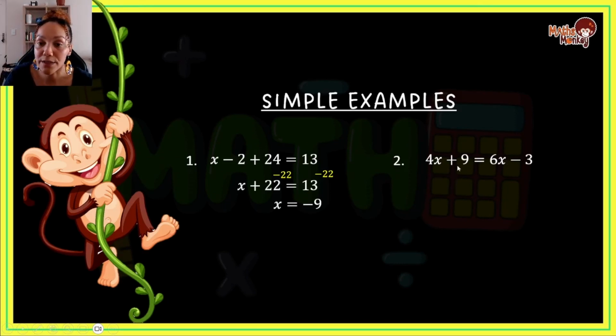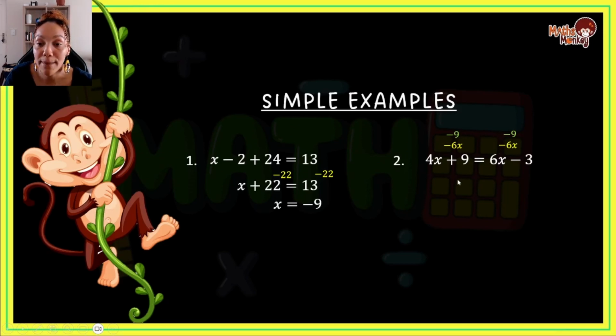So how do I do this? If I want to get rid of the 9 and bring this over, I will first subtract 6x from both sides so that I get the 6x away here and so that it can be on this side. And then I would also get rid of the 9 by subtracting 9 from both sides.